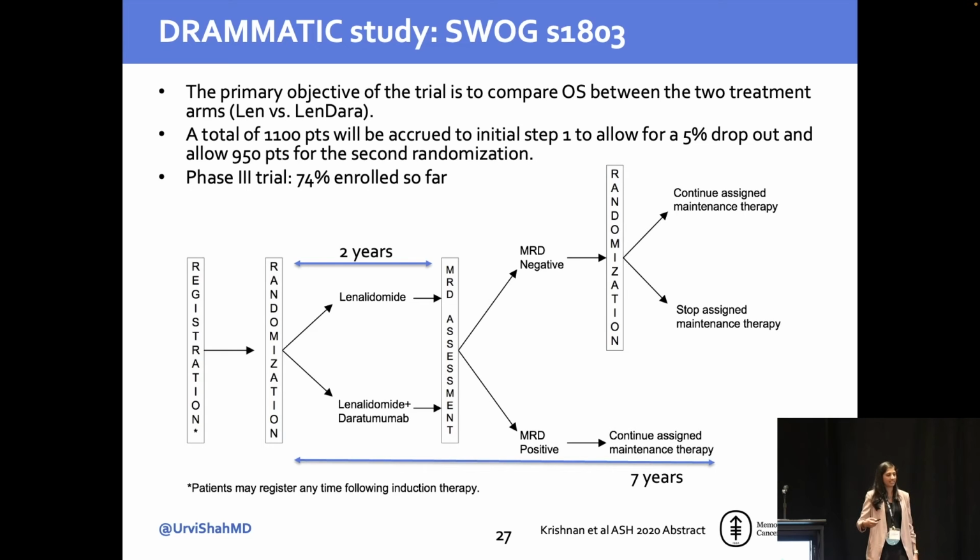And if they reach MRD negativity, they're randomized to continue this maintenance versus stopping it, and we see what happens over time. The study is going to go on for, I think, about 7 years for patients. While the study started a few years ago, it's 74% enrolled, I think, based on what I saw on the SWOG website. But I think it'll take a few more years for us to see early data. Since this is an overall survival endpoint, it's going to take some time to find actual results.